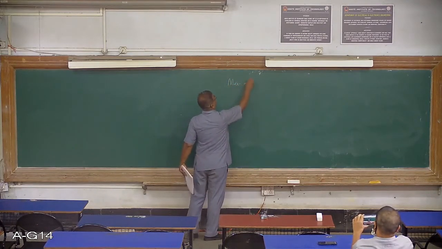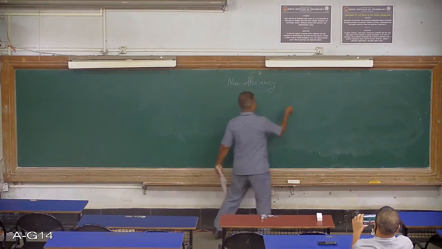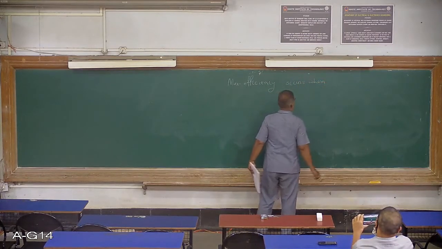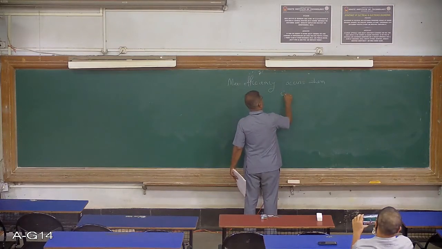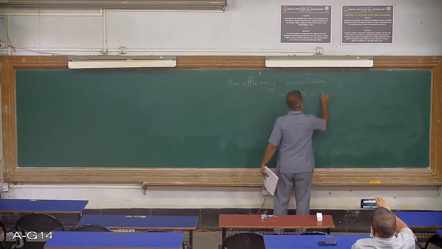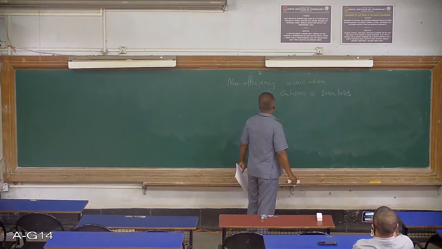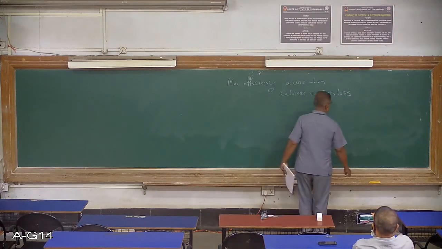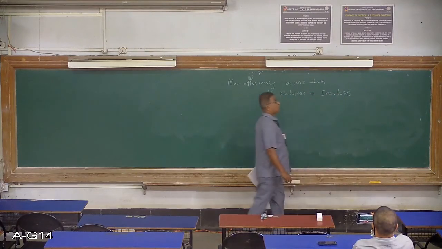Maximum efficiency occurs when copper losses equal iron losses. That is, maximum efficiency occurs when copper losses become equal to iron losses.